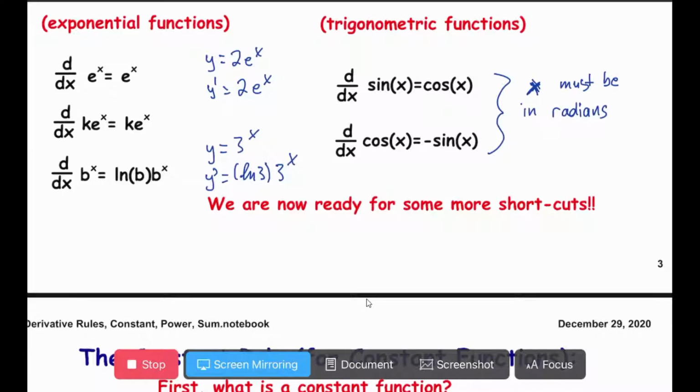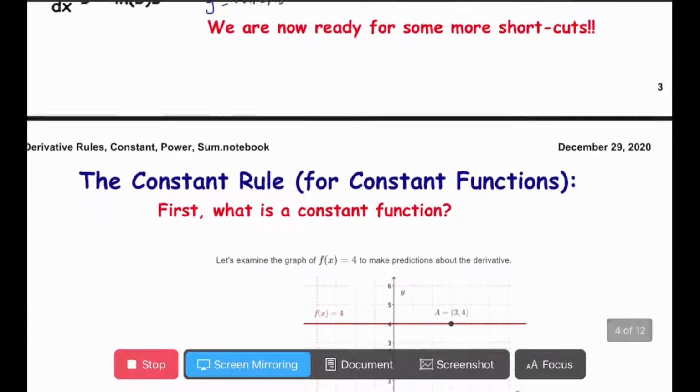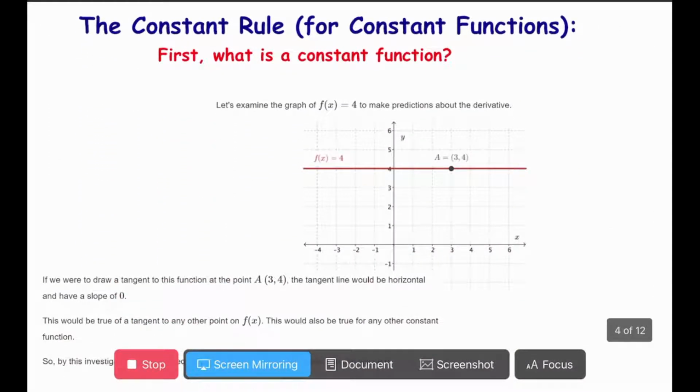All right, we are now ready for some more shortcuts. So let's take a look. Let's learn a few more tricks and tips that will make our life a little bit easier. First up is the constant rule, and we're just going to look at constant functions. So first, what is a constant function? A constant function is a function that just has the same value everywhere. As an example, we can take a look at y is equal to 3.